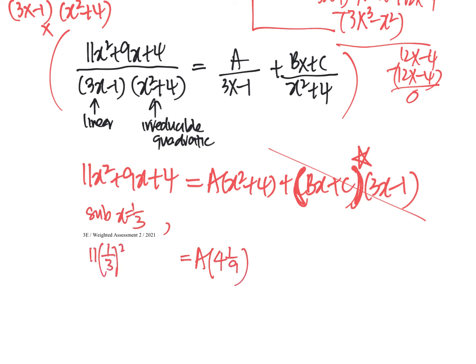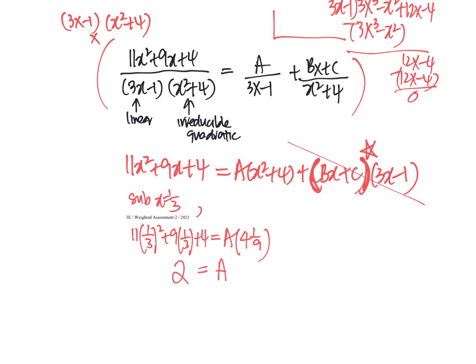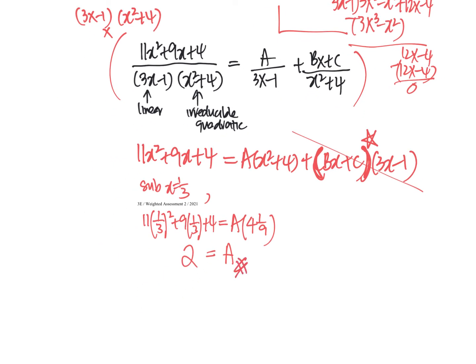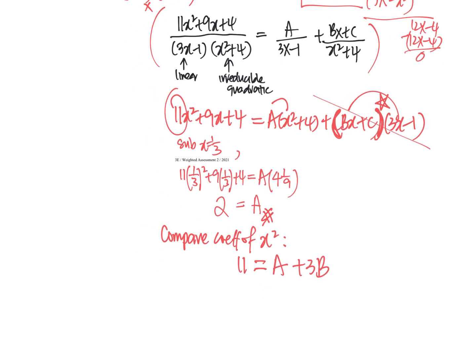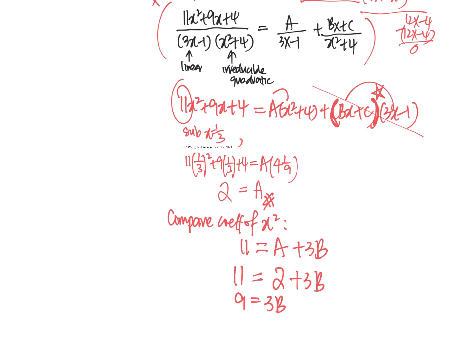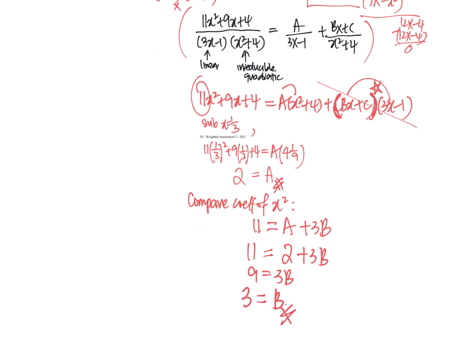Okay, go. After you solve for A, you should get what? 2. Okay, once you solve for A, next you can compare coefficient of x squared. So x squared is 11 on the left hand side. On the right hand side is A plus 3B. Since I know A is 2, B is 3. And then of course the last one, you can compare constant term.